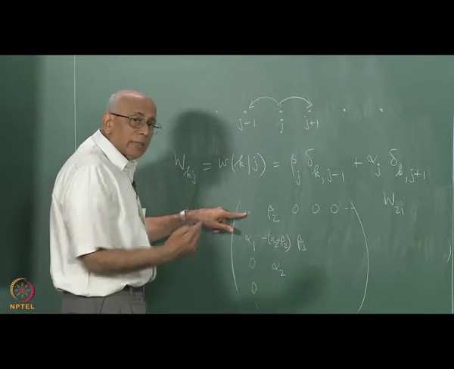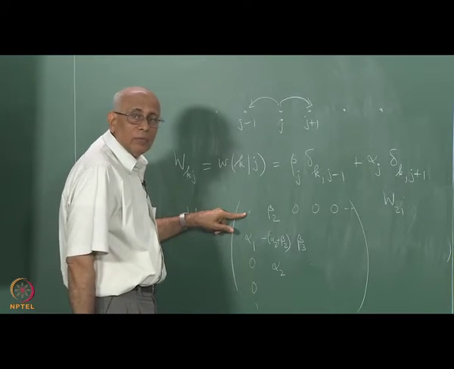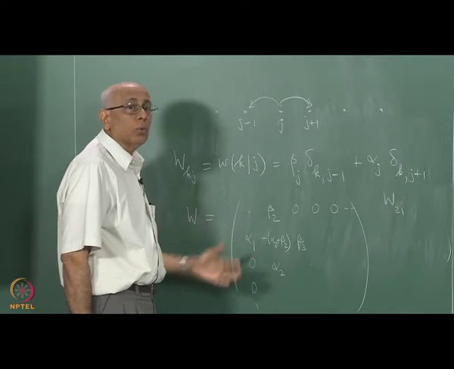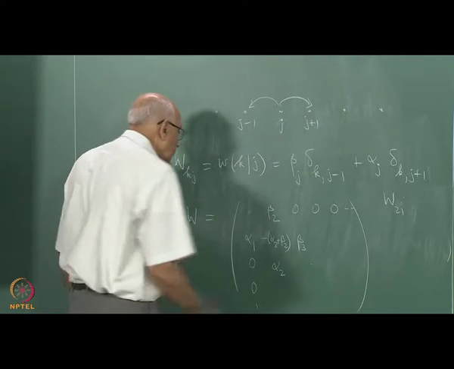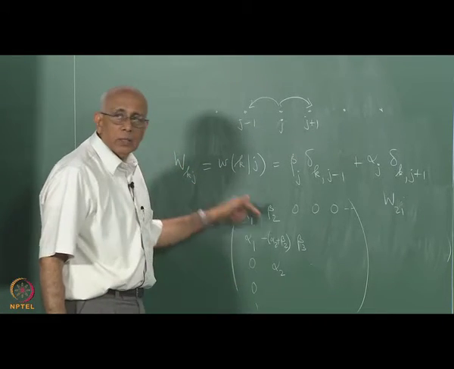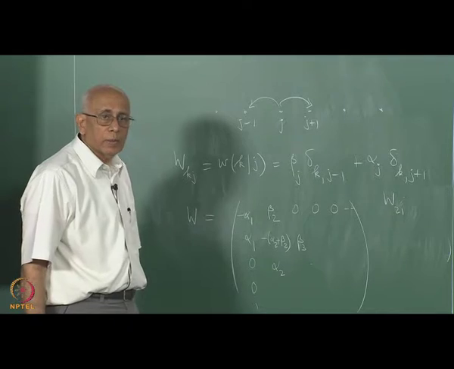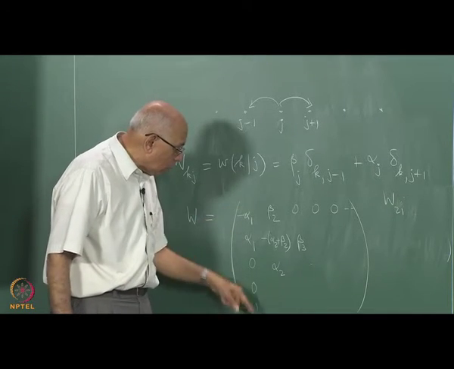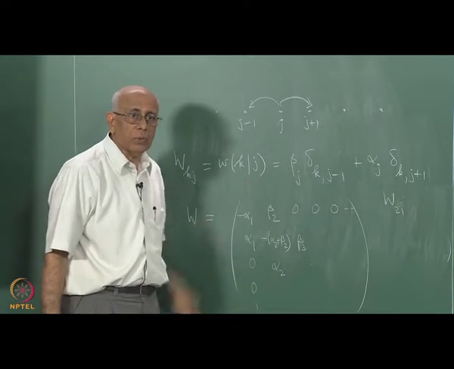This alone, because I started labeling things with 1, 2, 3, 4, there is no state 0 here in this problem. This alone would be minus alpha 1. That would ensure that this is a stochastic matrix. The sum of each column must be equal to 0, you know that.